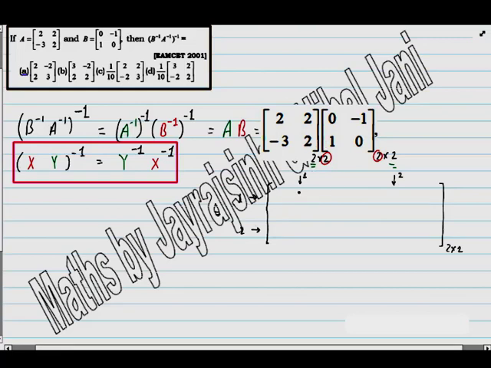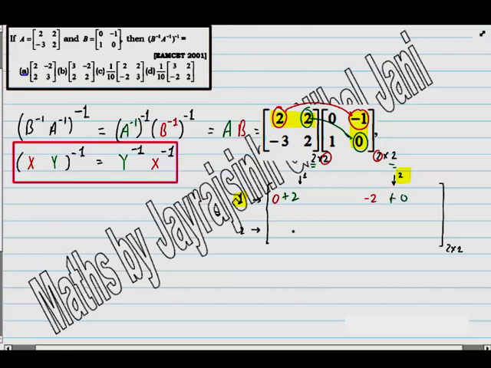The first element is in first row, first column. So we have to multiply first row and first column's respective term. So 2 zeros are 0 and 2 ones are 2. Now the next element is in first row, second column. So we have to multiply 2 minus 1s are minus 2 and 2 zeros are 0.